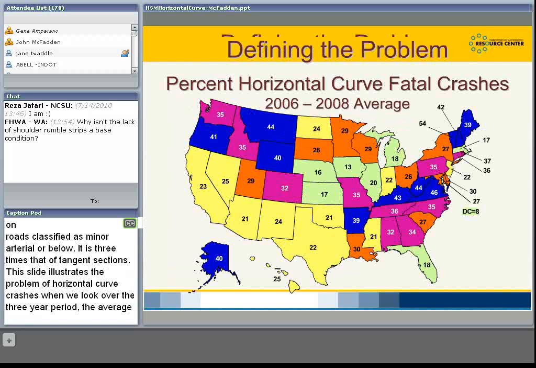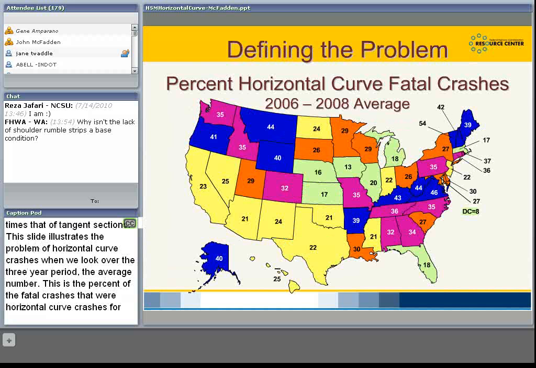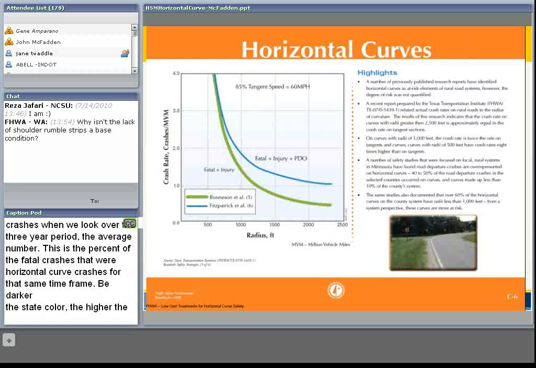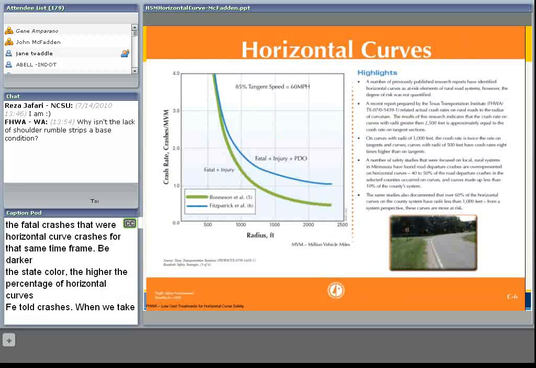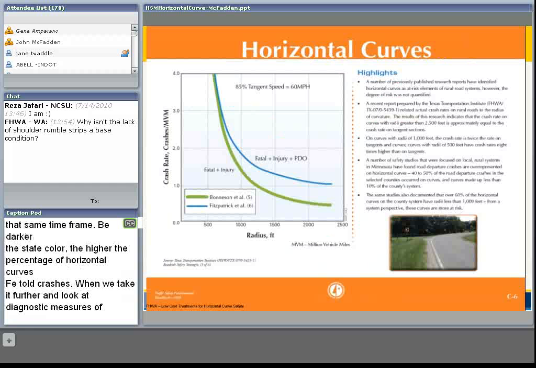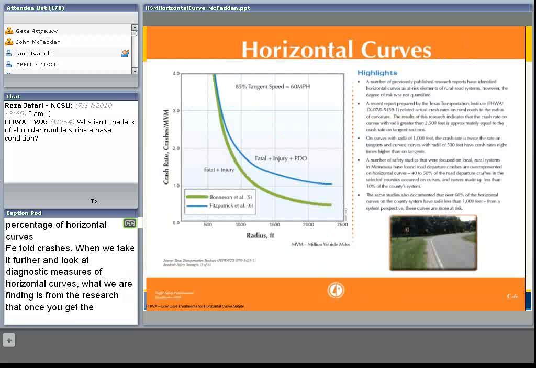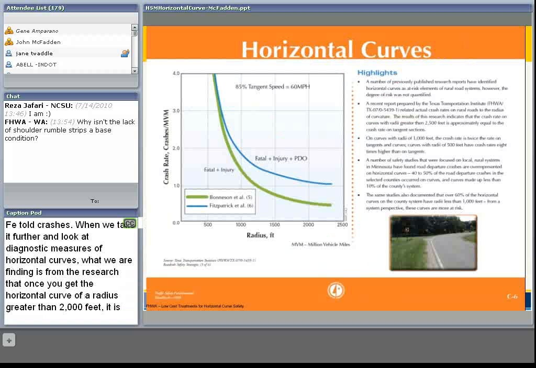This slide illustrates the problem of horizontal curve crashes when we look at the frequency of horizontal curve fatal crashes for the 3-year period, 2006, 2007, 2008, the average number per year. And again, this is the percent of the fatal crashes that were horizontal curve fatal crashes for that same time frame. So the darker the state color, the higher the percentage of horizontal curve fatal crashes.